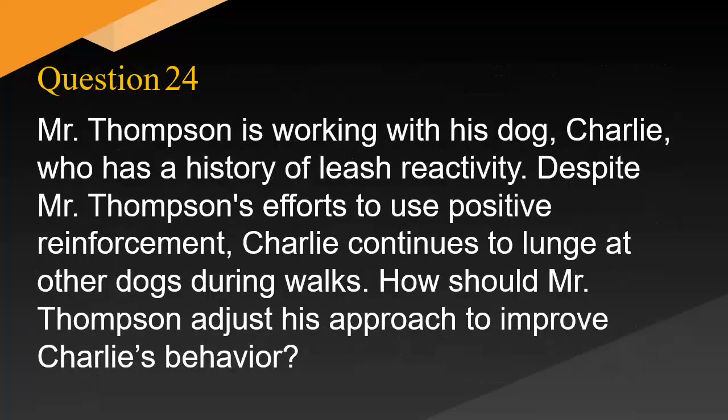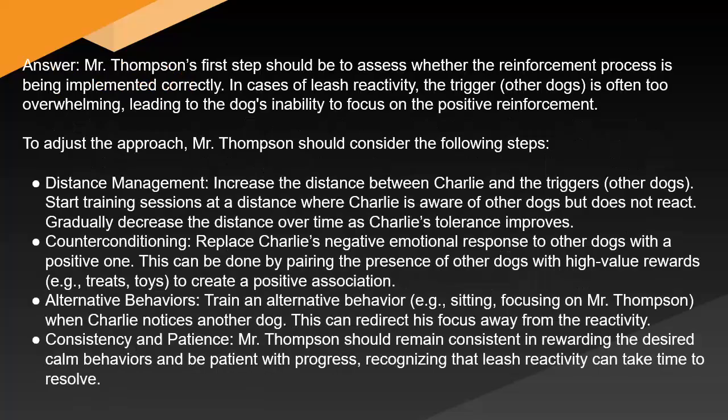Mr. Thompson is working with his dog, Charlie, who has a history of leash reactivity. Despite Mr. Thompson's efforts to use positive reinforcement, Charlie continues to lunge at other dogs during walks. How should Mr. Thompson adjust his approach to improve Charlie's behavior? Answer: Mr. Thompson's first step should be to assess whether the reinforcement process is being implemented correctly. In cases of leash reactivity, the trigger, other dogs, is often too overwhelming, leading to the dog's inability to focus on the positive reinforcement. To adjust the approach, Mr. Thompson should consider the following steps.